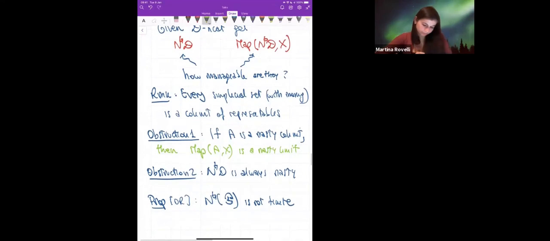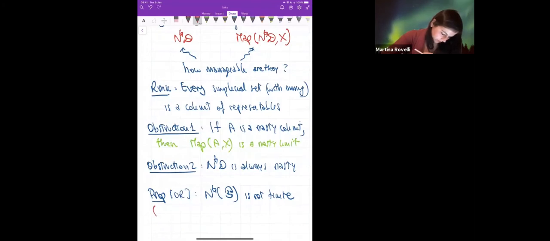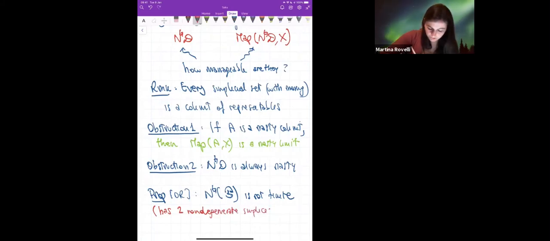You can prove that the natural nerve of the smallest interesting two category that you could think of, the category that has just one single walking two cell, is not finite by any means. What do I mean by this? I mean that it has two non-degenerate simplices in each dimension.